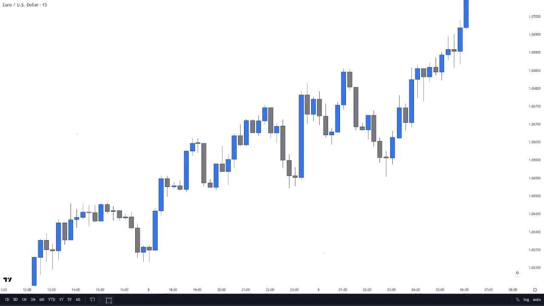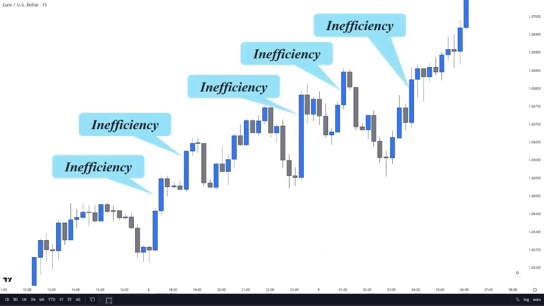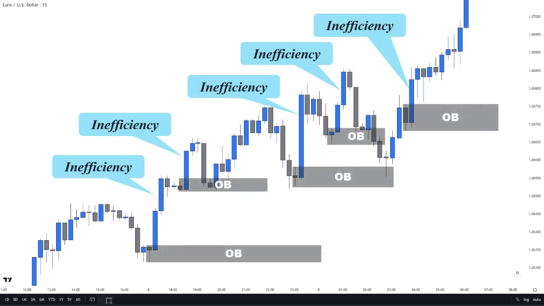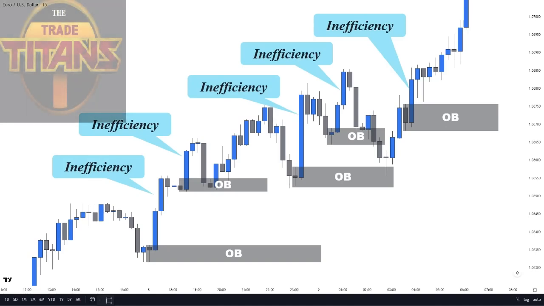Here on this 15-minute chart, let's spot the order blocks. Starting from the left, these are the areas where we have clear inefficiency on the chart. So we mark the candles that created the inefficiency as our order blocks if they lead to a break of structure or change of character. So all of them are considered valid order blocks according to our rules.